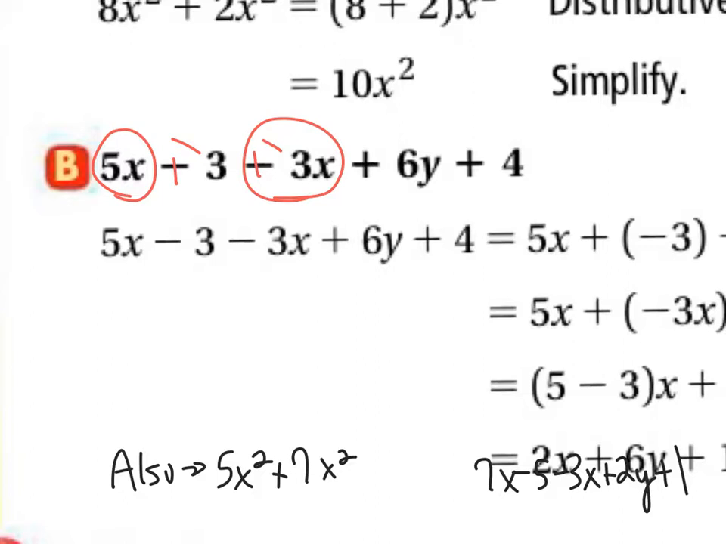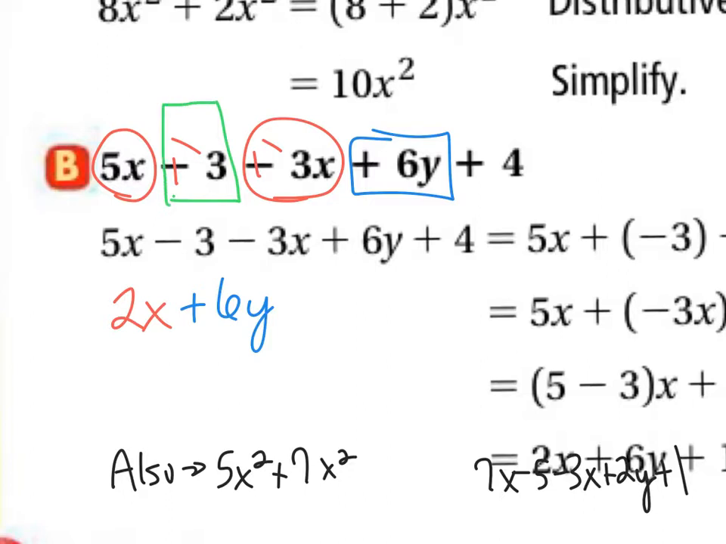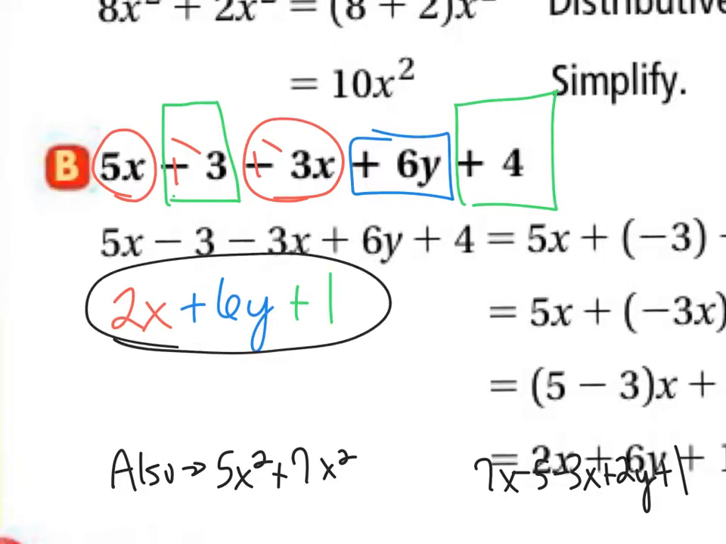You can just hunt for the like terms, so you can say 5x and negative 3x would be 2x, and then we've got a 6y here, that's my only y term, and then we've got negative 3 and a 4. Negative 3 plus 4 would be a positive 1. So that would be simplified. There's no like terms left, and there's no parentheses left at that point.